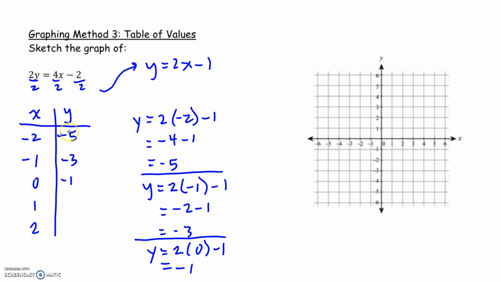I can see a pattern now. I'm going down by 2 each time. So if I go down 2, I should have a 1 here. Go down 2, I should have a 3 here.